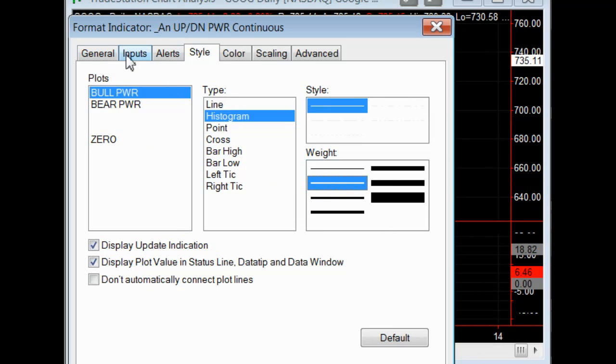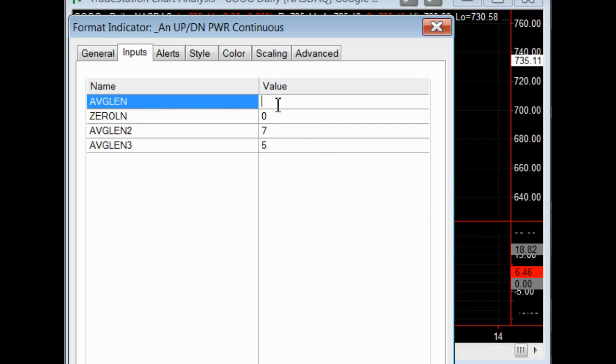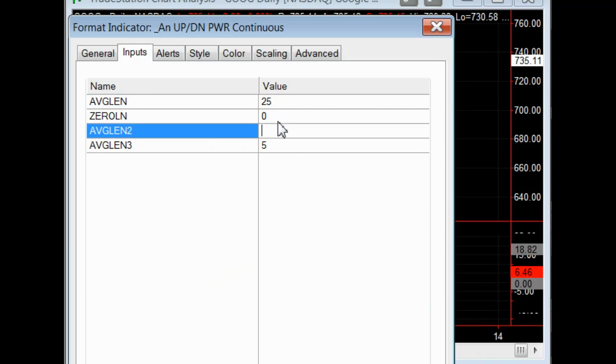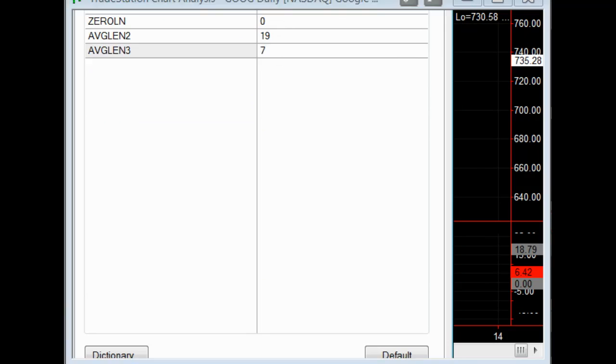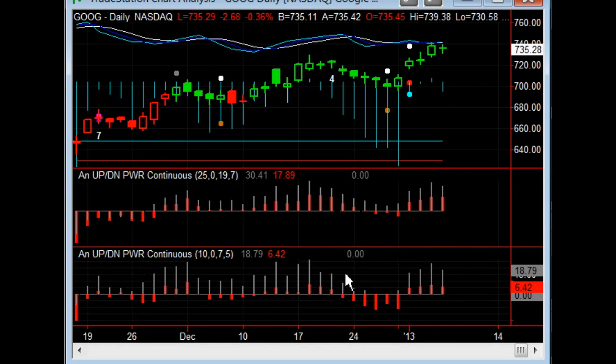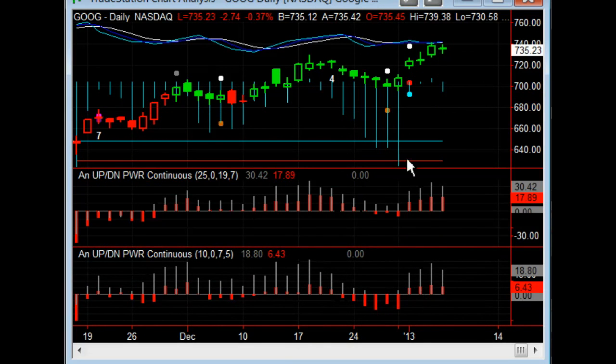Darken it up a little bit. And from our inputs, we're going to go 25, 19, and you want 7. And voila. Okay. So from a daily standpoint, you get a little bit broader approach, but what it's showing you up here is a little bit stronger case for the shorts, because let me grab my calculator.